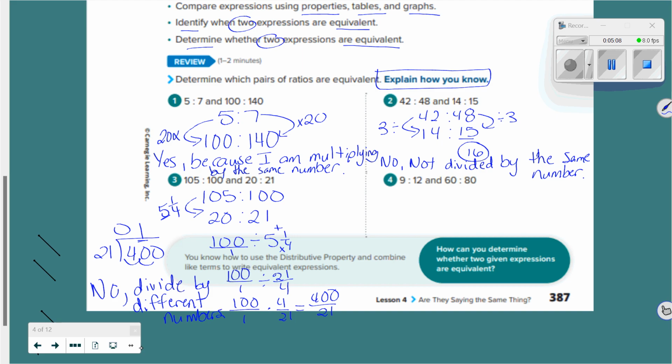All right, and the last one. 9 to 12, 16 to 80.